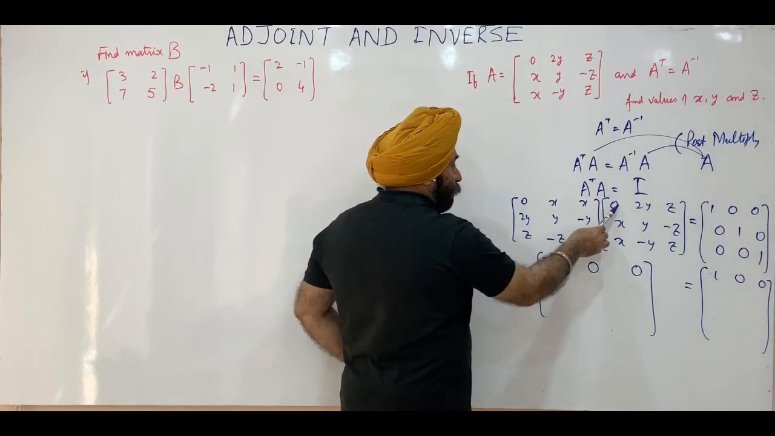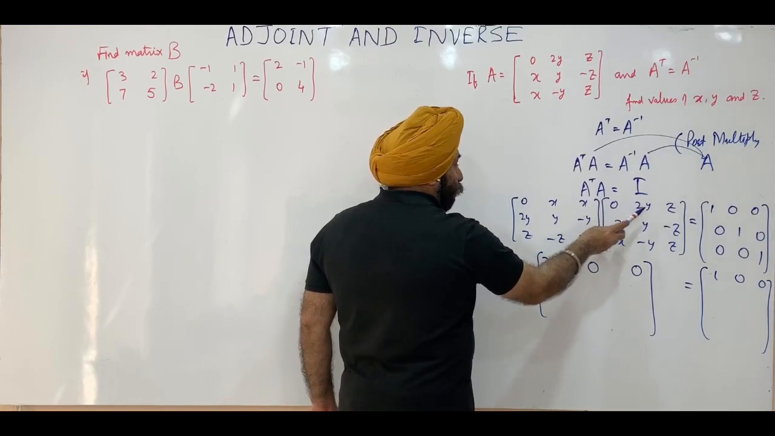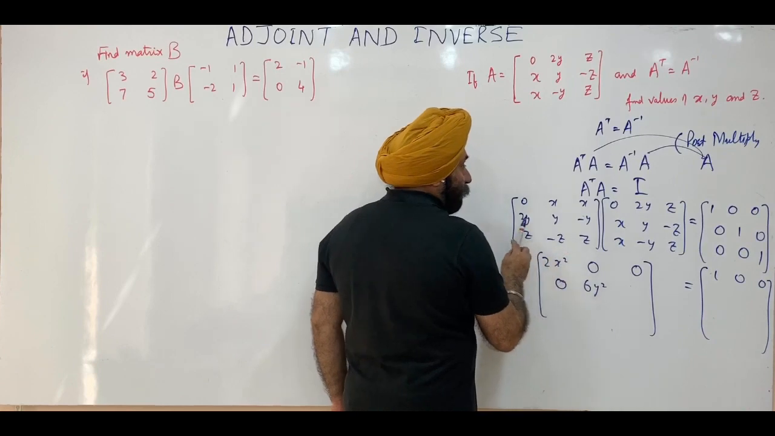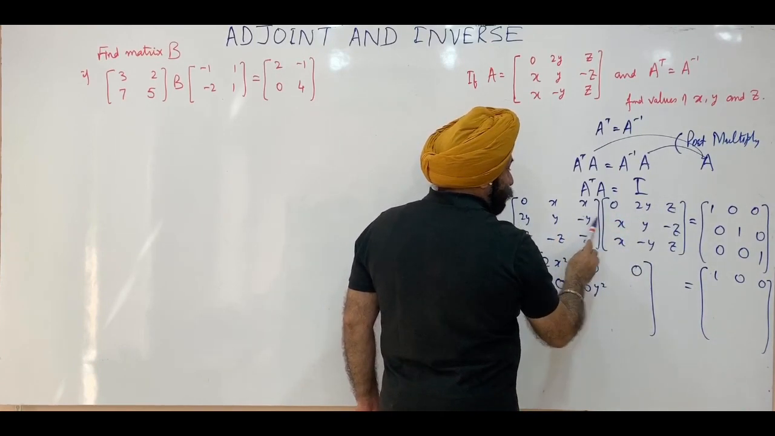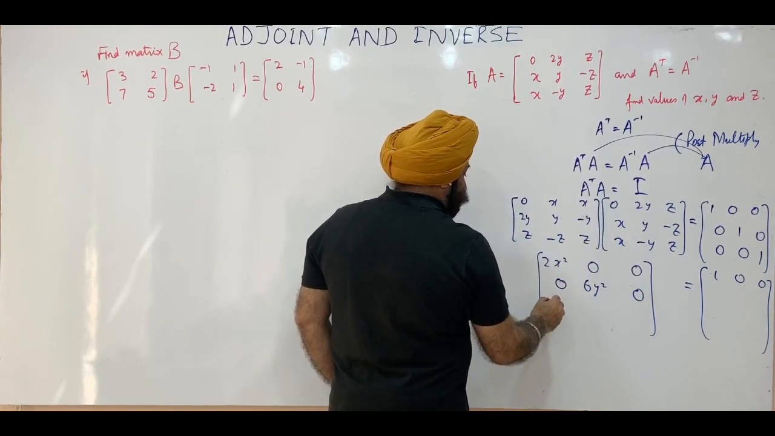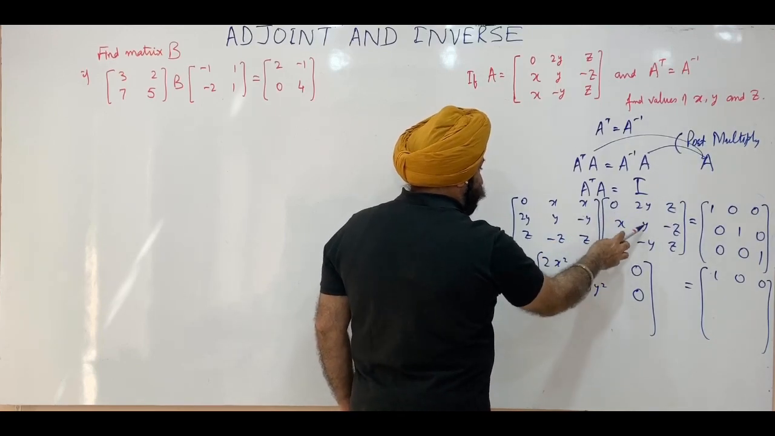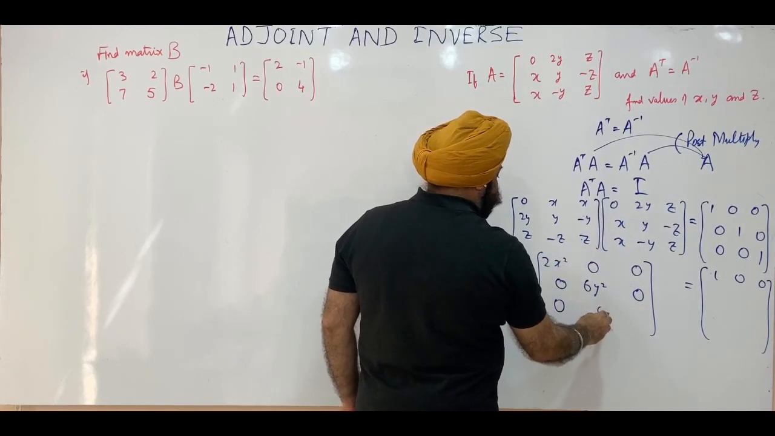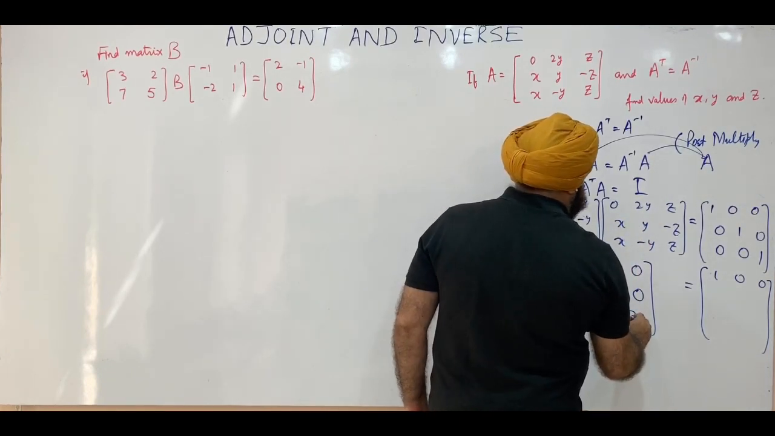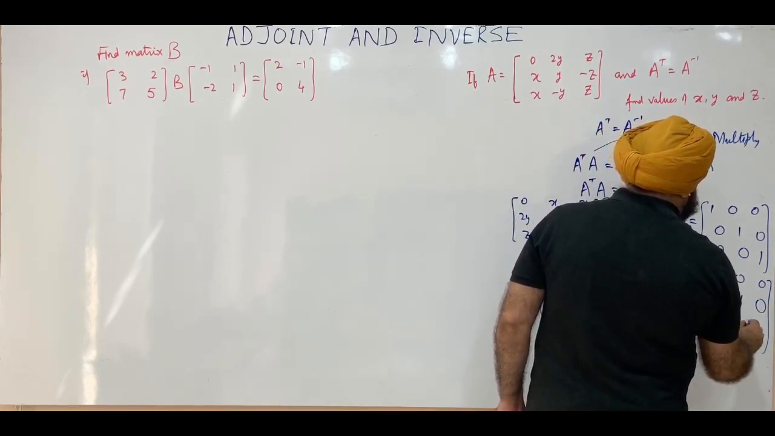Next, this into this is 0 plus xy minus xy, 4y square plus y square plus y square, that is 6y square. 2yz minus yz minus yz, this is 0. Then minus xz plus xz, 2yz minus yz minus yz, this is 0. z square plus z square plus z square, that's 3z square. Right hand side is 0 1 0 and 0 0 1.